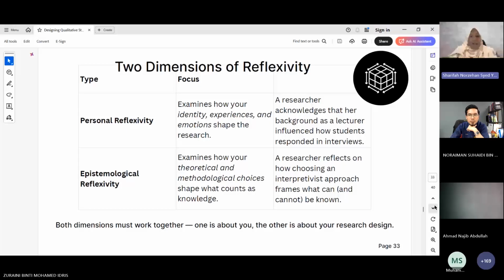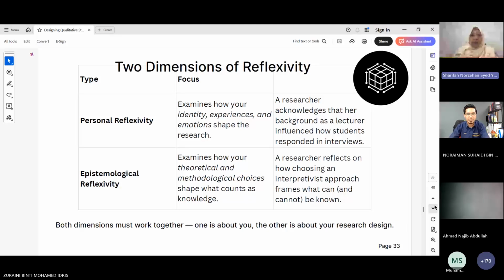Okay, so there are two types, or two dimensions, of reflexivity. You have personal reflexivity and another one is epistemological. From my explanation just now, when I ask what am I supposed to do, what is it that I got from that particular person, and why is this person saying it this way, that is more on the personal.